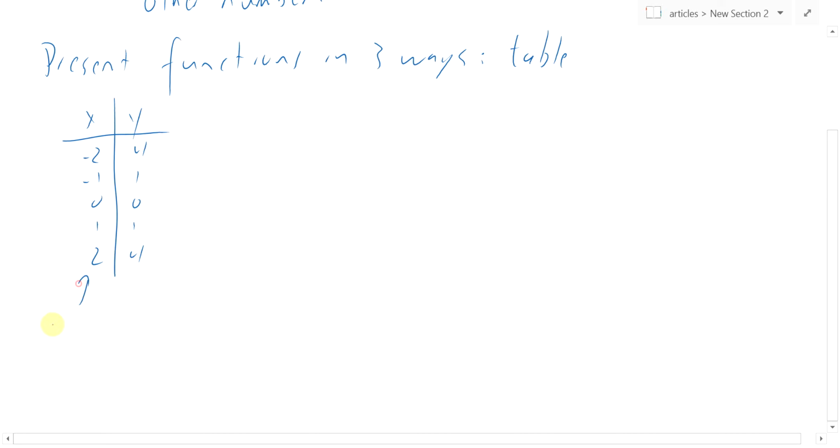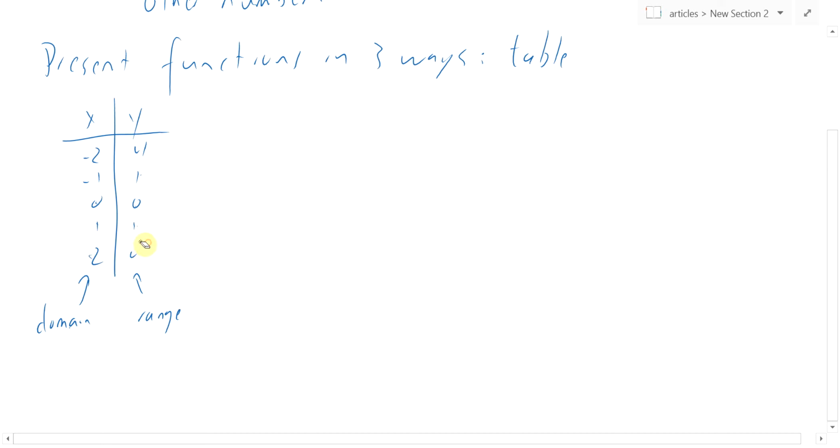We usually call the x's the domain and the y's the range. These are the numbers that you put into the function, that's what the domain is, and the range is the numbers that the function gives back to you. So you give the function minus 2, and it gives you back 4. You give it minus 1, it gives you 1. You give it 0, it gives you 0. You give it 1, it gives you 1. You give it 2, it gives you 4.